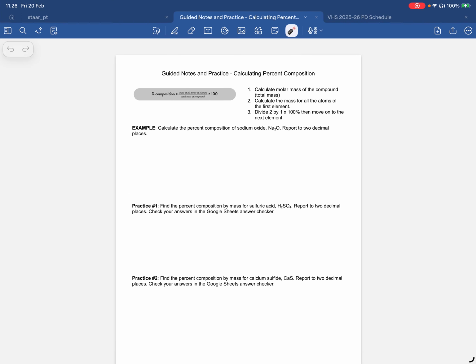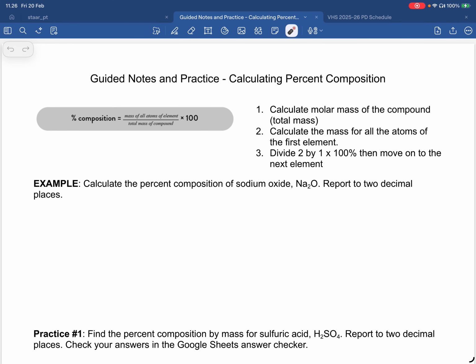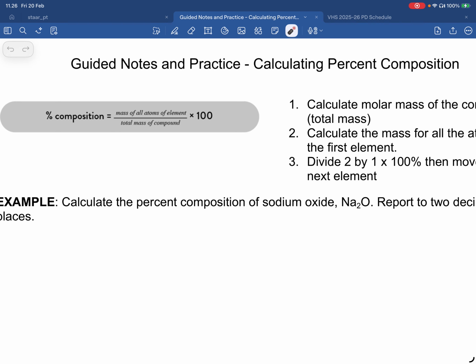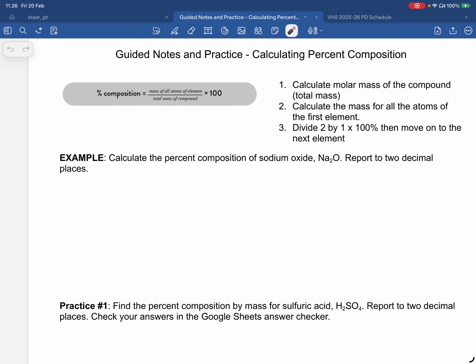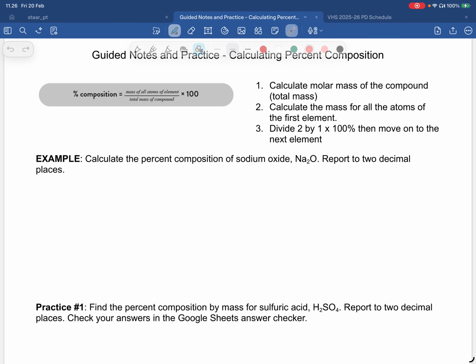All right, ladies and gentlemen, this is going to be instruction on how to calculate the percent composition of a compound. The general idea is that you are going to find the total mass of the compound and you are going to divide that into the mass of one particular element. All right, so we are going to go through this in 3 steps.